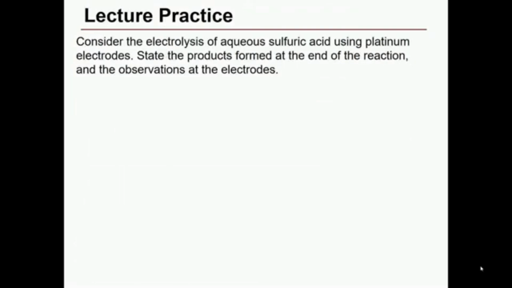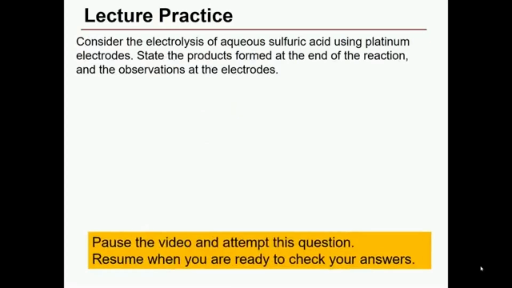Let's look at this question. Electrolysis of aqueous sulfuric acid using platinum electrode. You are to state the products formed at the end of the reaction as well as the observations at each of the electrodes. Now pause the video to attempt the question. Resume when you are ready to check your answers.